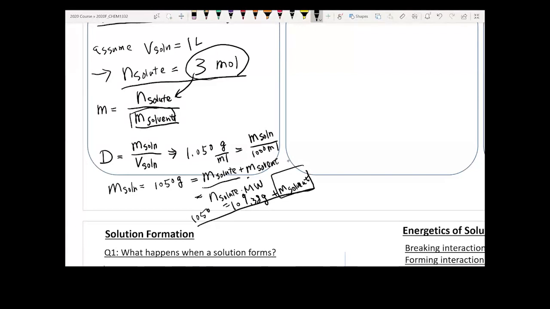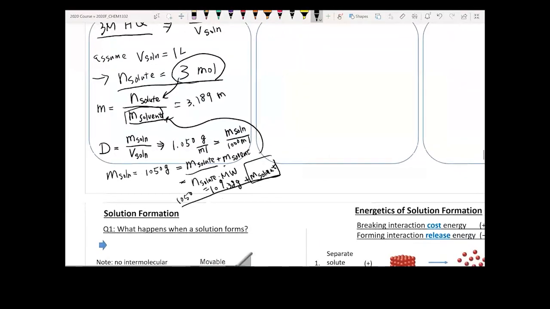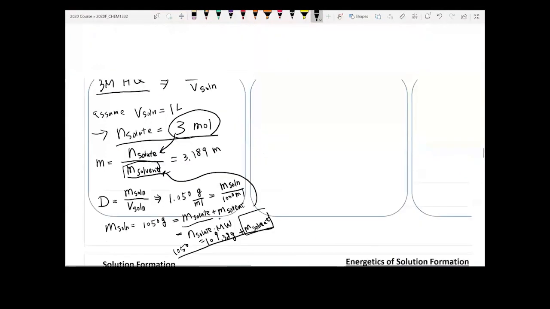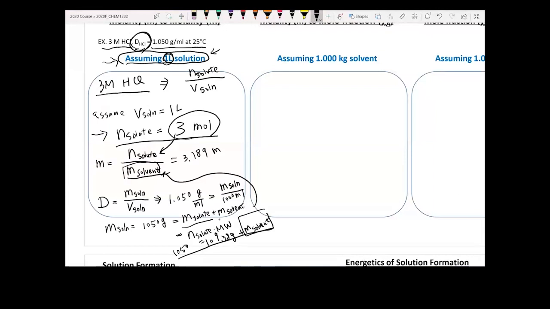Once you get that, you plug it back in here, and then you can get the molality of your solution, which the answer will be 3.189 m. So that's the typical calculation you're going to encounter for this change of expression of concentrations.